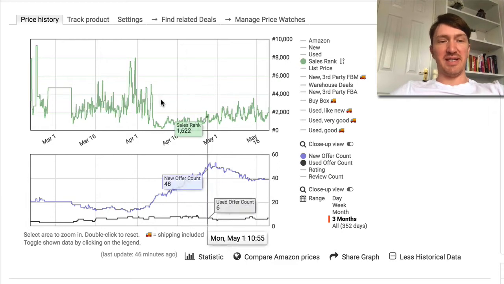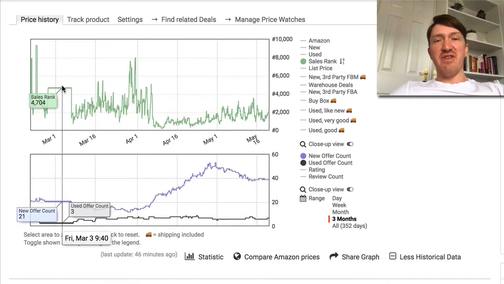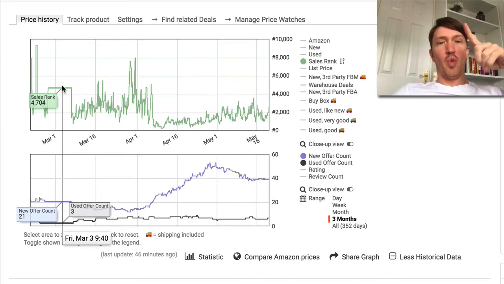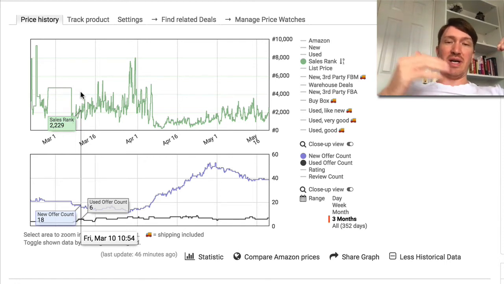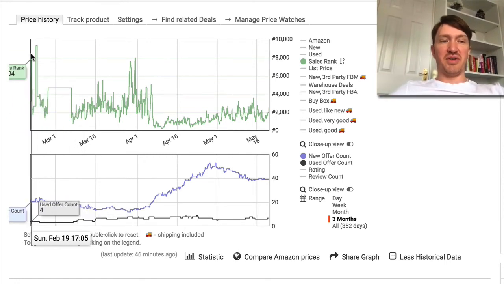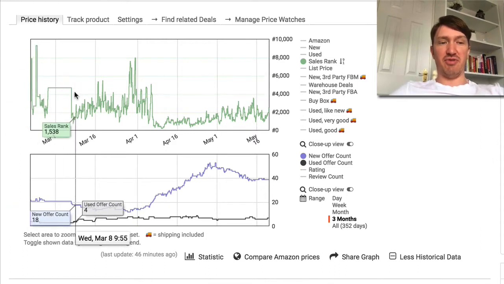If you don't know what sales rank is, basically every product on Amazon is assigned a sales rank. If a product within a category, and it's category dependent, has a sales rank of one, it's going to be selling really crazy quick. If a sales rank is 1 million, it's not going to be selling very well at all, probably. So basically, the lower the sales rank number, the better. Now, Keepa is amazing because it tracks sales rank over time, and that's what this green squiggly line is.